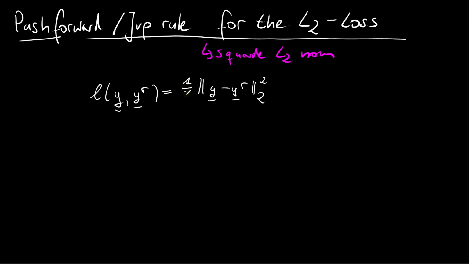Oftentimes you also see a factor of 1/2 in front of it. We will see later why this is helpful. Let's denote the output of that function with capital L, our loss. This is a scalar value. So let's make this explicit.